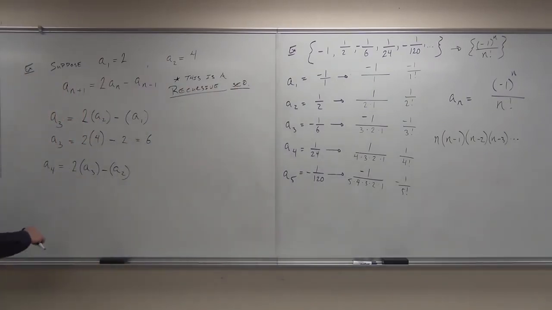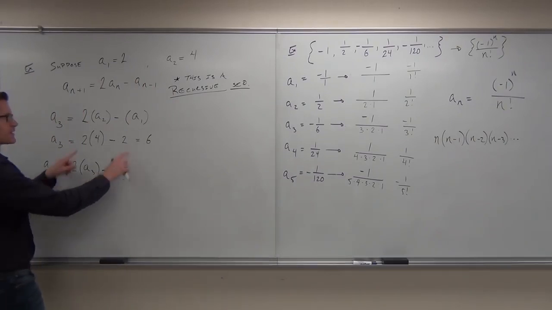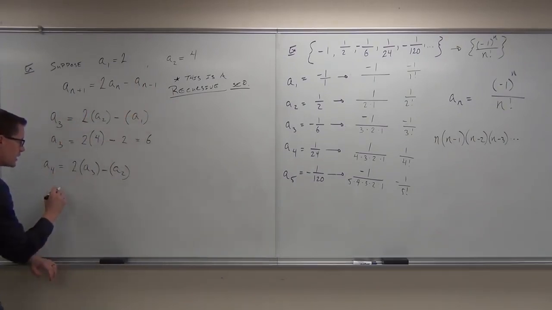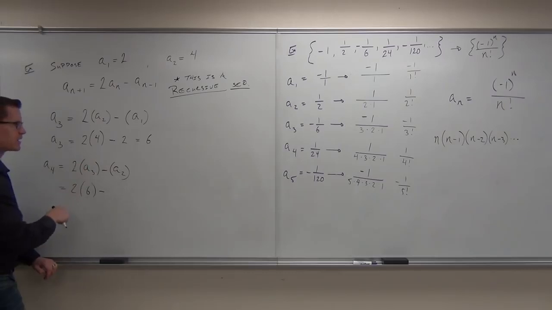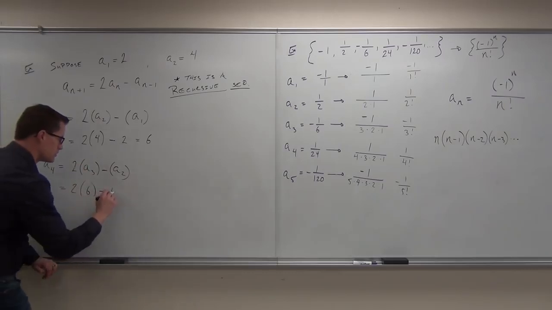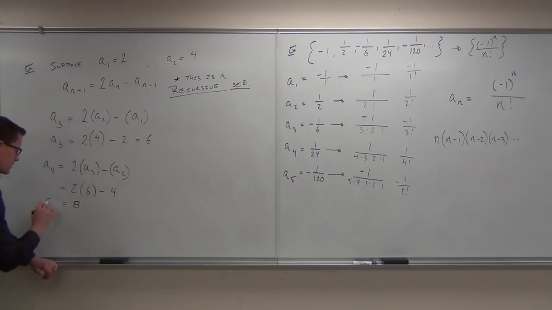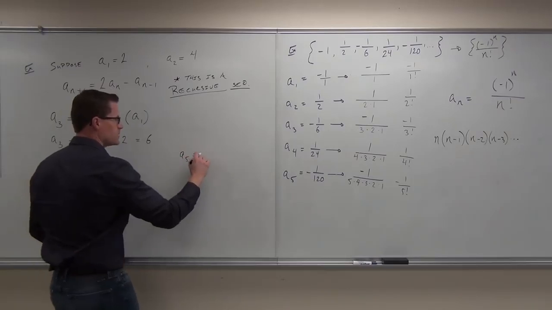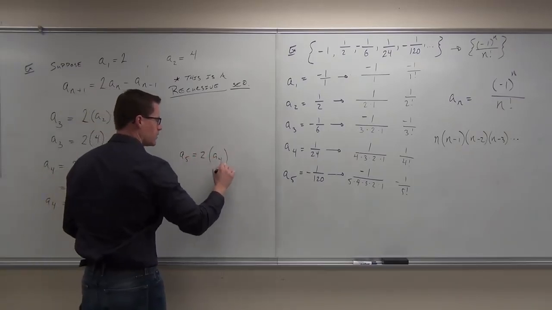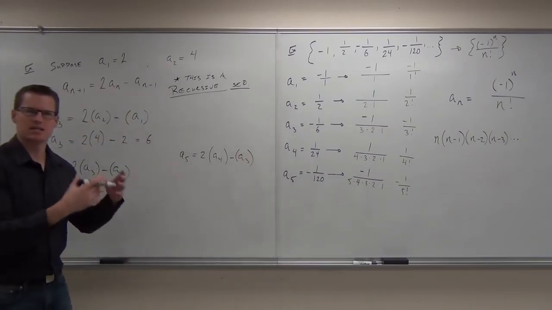Now let's finish this off real quick. Do you all understand where the a sub 3 and a sub 2 came from? Yes. That's all this says: the previous 2 terms. So in our case, we'd have 2 times a sub 3, which is 6, minus a sub 2, which is 4, equals 8. So a sub 4 equals 8. How about a sub 5? a sub 5 would be 2 times a sub 4 minus a sub 3. It's just the previous 2 terms. This is the idea of a recursive sequence.